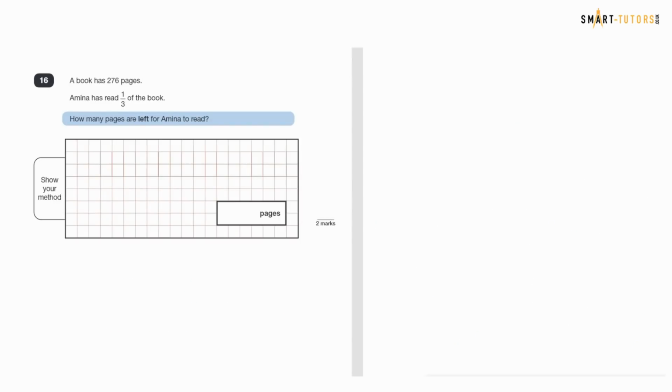Question number 16. A book has 276 pages. Amina has read 1/3 of the book. How many pages are left for Amina to read? So it says left. That means you have to find out 2/3 of the book. So 2/3 of 276, you must do the division, 276 divided by 3, you get 92, and 92 times 2, and you get 184.